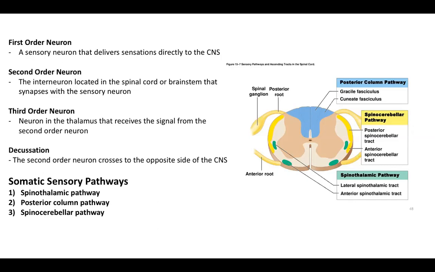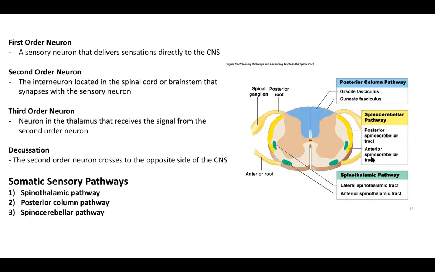And once we synapse the next neuron at the thalamus, then we start the third order neuron. And then from the thalamus, that neuron then takes the information to the specific area of the cortex or cerebellum. Okay, so we start more peripheral, and then we get more central. So the first order starts at this sensory receptor and goes to the spinal cord. We synapse to the second order neuron from the spinal cord to the thalamus. Then we synapse from the thalamus to the cortex.